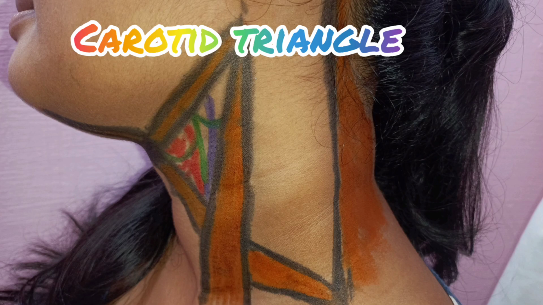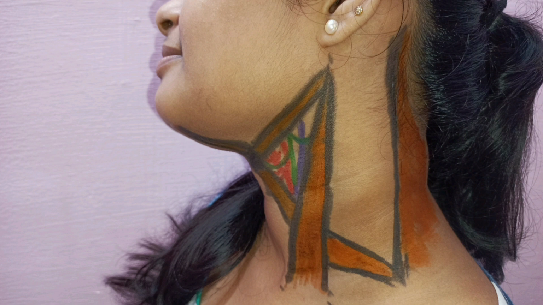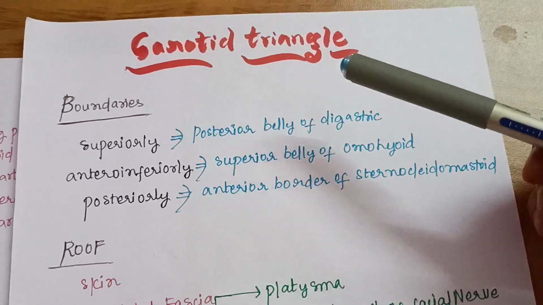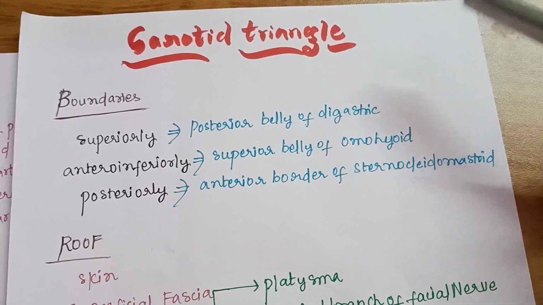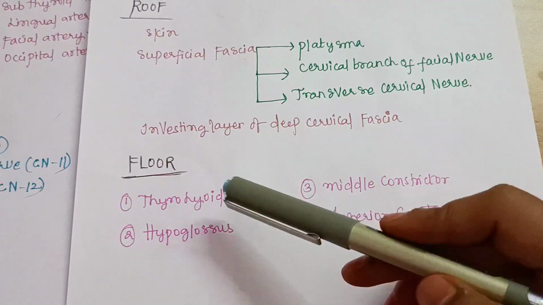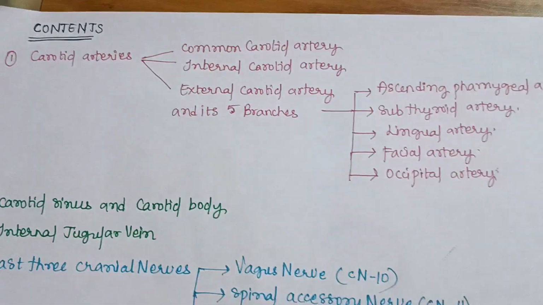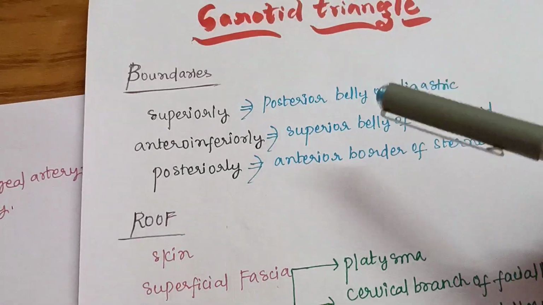Hi Medicos, we see the carotid triangle of neck with the dissection, which is an important triangle of the neck. Carotid triangle. We'll learn about the boundaries, roof, floor, and contents of the carotid triangle. So, first we'll start with the boundaries.